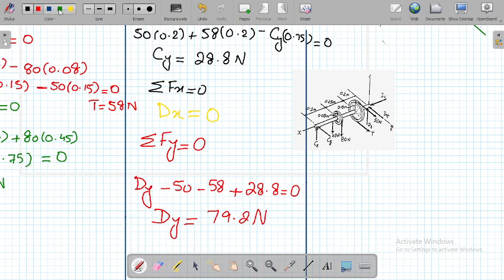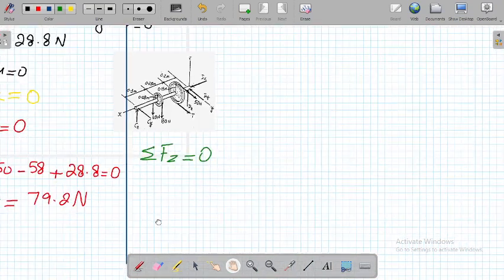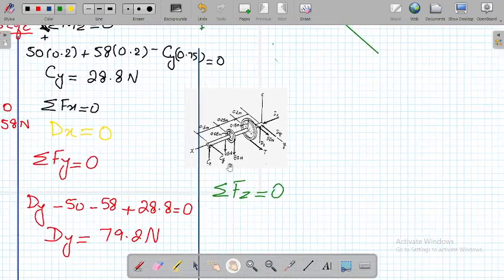Now we can go and calculate sigma Fz also. Sigma Fz is equal to 0. Once you calculate this sigma Fz, you know what the quantities are. For Fz it is going to be this one quantity Cz, then these two, 65 Newton and 80 Newton, so 1, 2, 3, and then dz itself, this quantity you see over here.